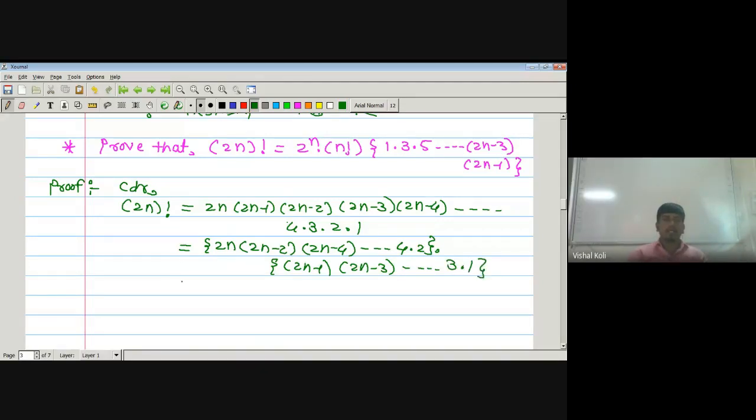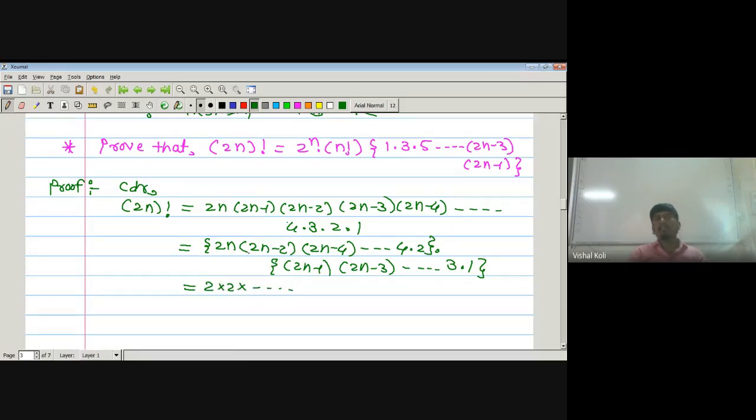Okay, now from all these even terms, take 2 common. From 2n, 2 common. From 2n minus 2, if we take 2 common, it is nothing but n minus 1. From 2n minus 4, if we take 2 common, it is n minus 2, and so on. From 4, if we take 2 common, it is 2, and from 2, if we take 2 common, it is 1. Therefore, 2 into 2 into, how many times?